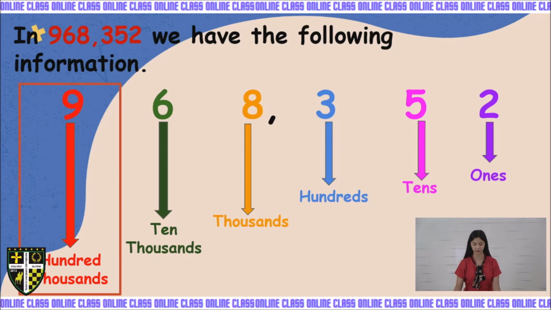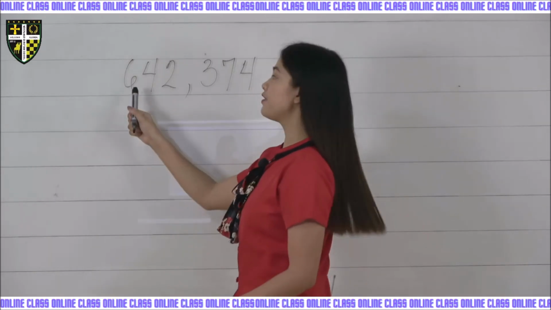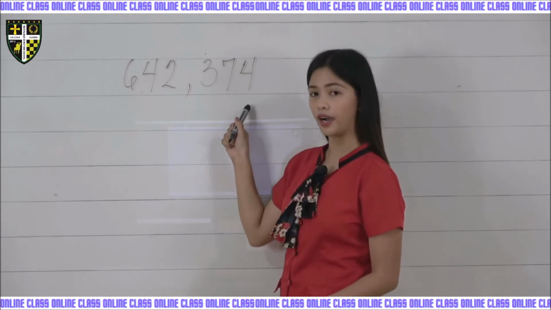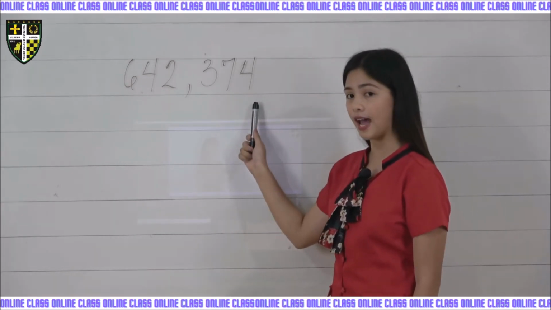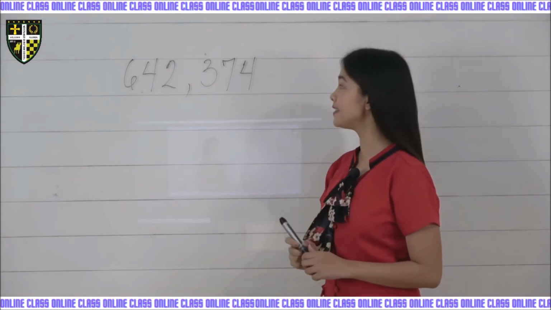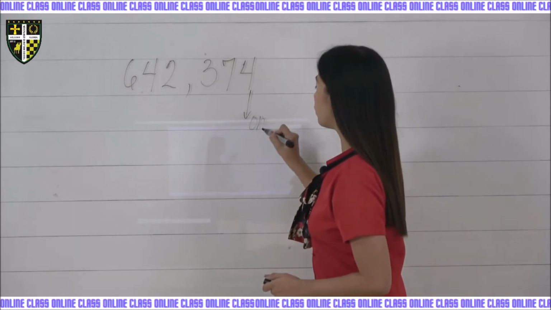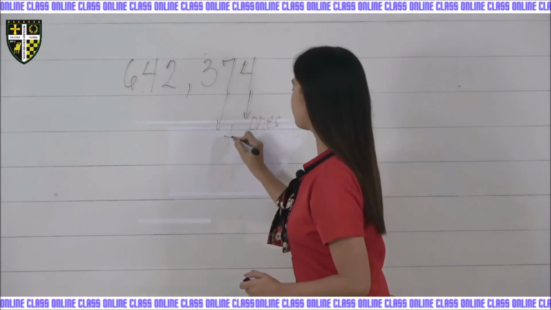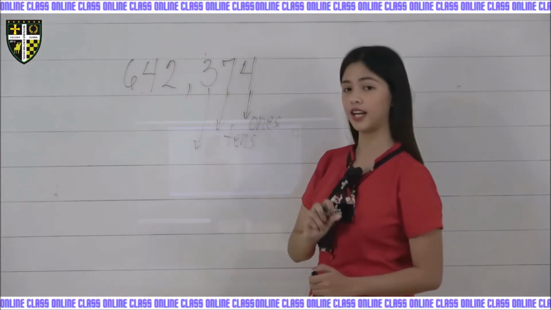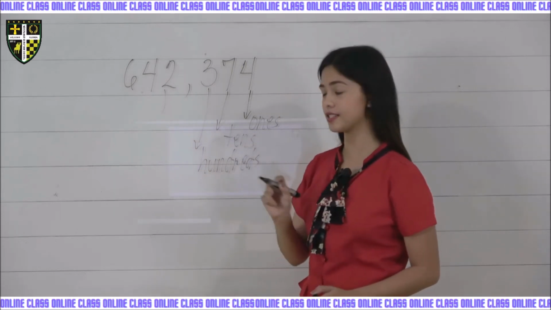Now, let's have another example. 642,374. Again, kids, always remember, when getting the place value, we are going to start at the right side of the number. So, the digit on the right side is the digit 4. It means the digit 4 has the lowest place value, which is ones. And then the next number, digit 7, is on the tens place value. And 3 on the hundreds place value. Next one, 2 on the thousands place value.